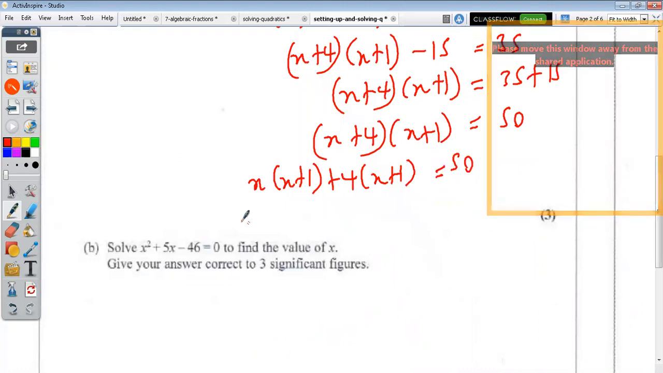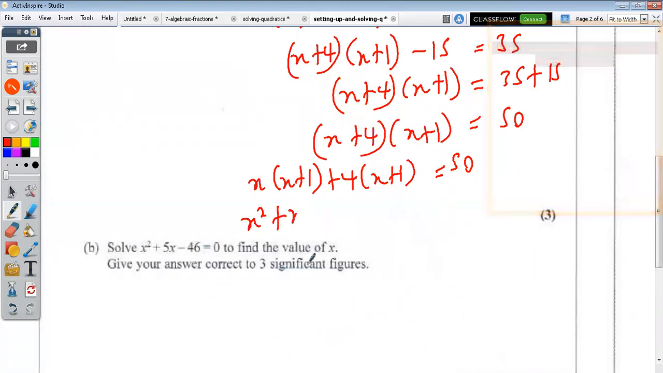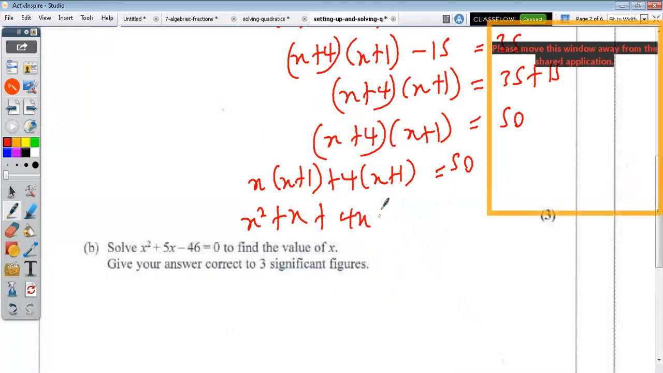Now remove brackets, x squared plus x. We don't say 1x, it's just the same thing, x. Now plus 4x plus 4 is equal to 50. Clear? Then this we know that this is x squared. If we add there, we get a plus 5x plus 4.